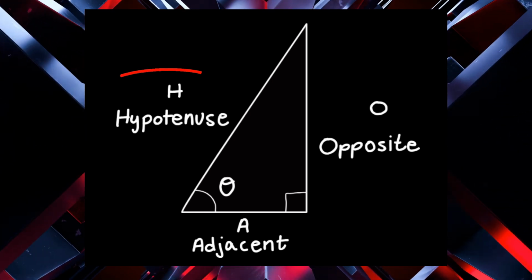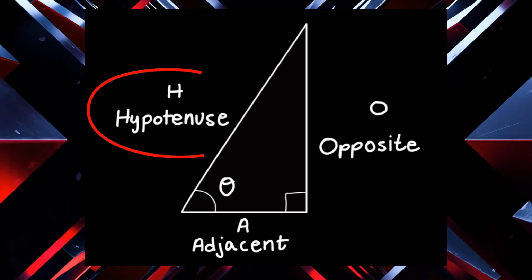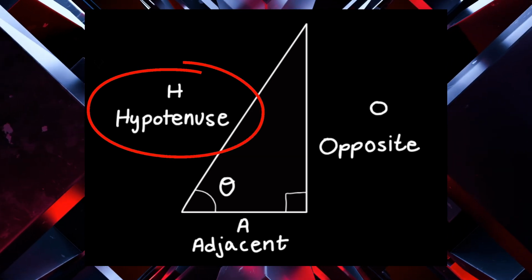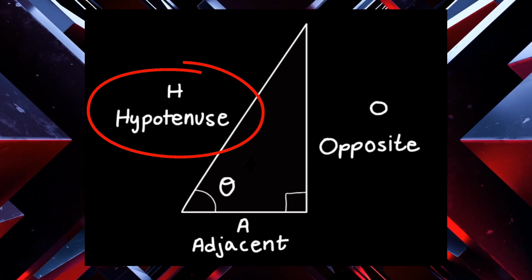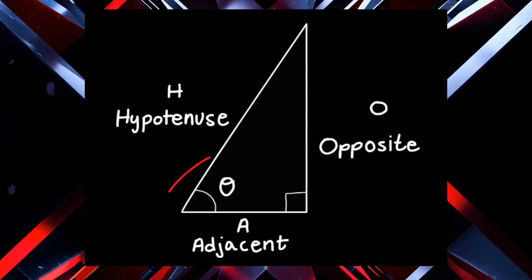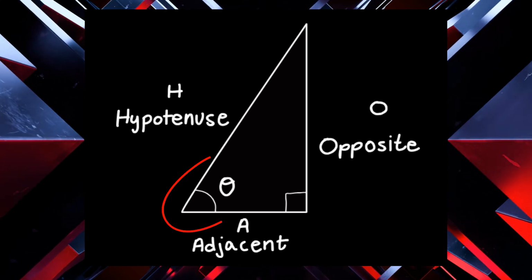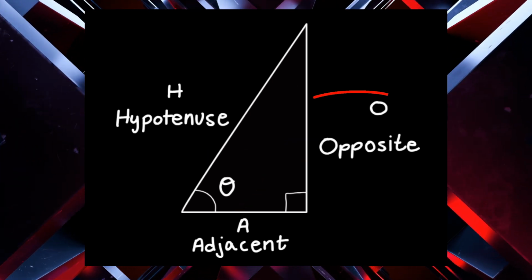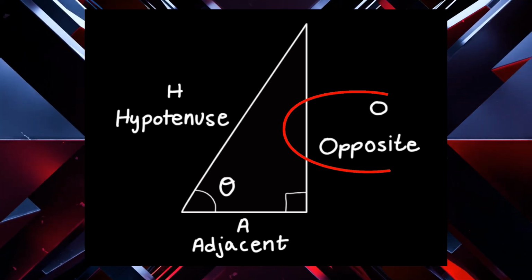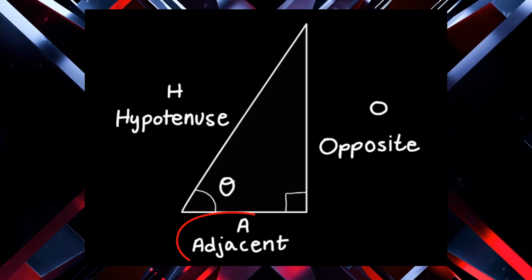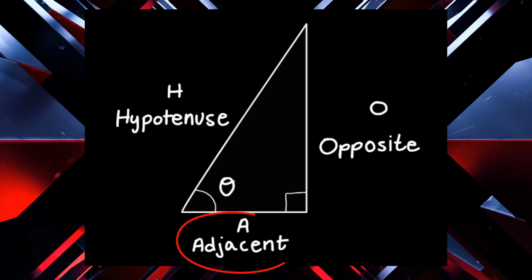The longest side of a right-angled triangle is called the hypotenuse, h, and it is always positioned opposite the right angle, just as I have explained in my video on Pythagoras' theorem. If we assign one of the angles as theta like I have here, the side across from theta is labeled as the opposite, O, as I've shown here, while the side next to theta is labeled as the adjacent, A, as you can see here.